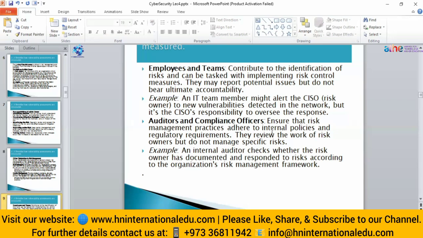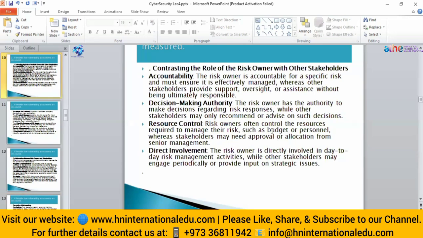Now, what is the role of these people here? They will check the internal policies, whether the security officer is following them or not. If they are breaching them, they will alert them that by doing this action, you are going to breach our policy. Like we have an internal auditor who will check whether the risk owner has documented that risk or responded according to the risk or not. So these are different people who are involved.